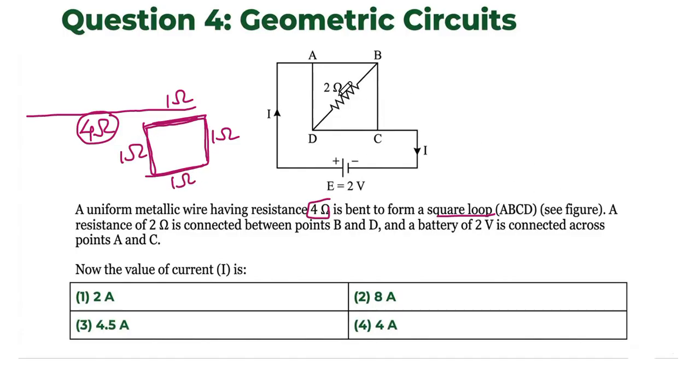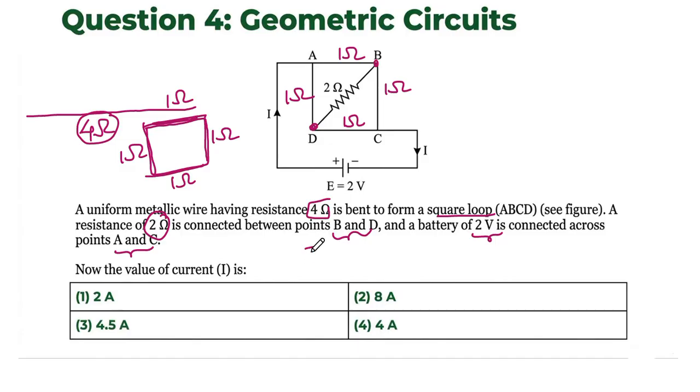So this ABCD is nothing but a square loop that we have divided into four parts. So the resistance of each part is nothing but 1 ohm. After that, what is given? A resistance of 2 ohm is connected between point B and point D. So point B is here and point D is here. Between that, this 2 ohm resistance is there, and a battery of 2 volt is connected across points A and C. So the question is, what is the current?